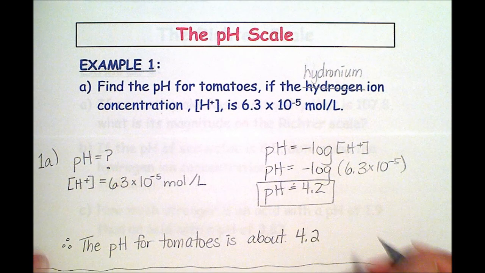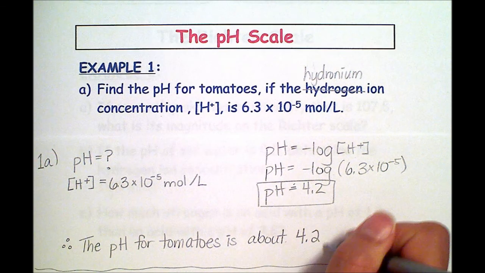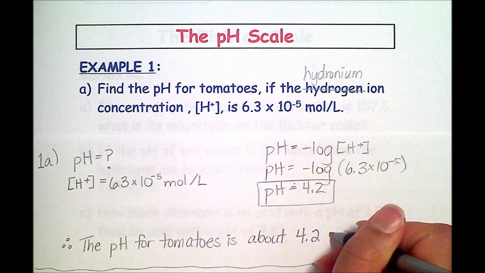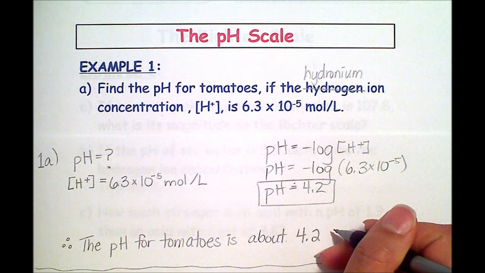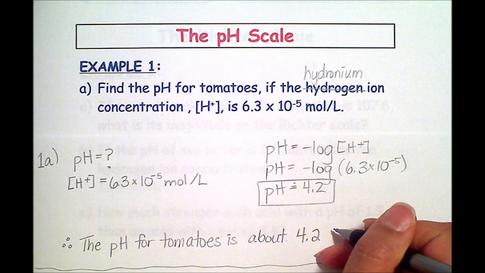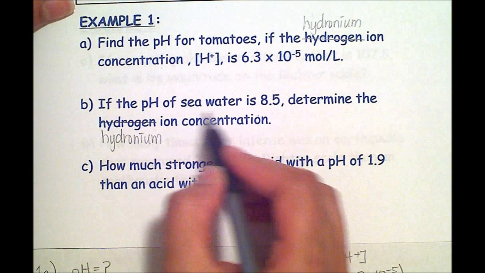You can see that on your scale as well. On the previous slide, the pH for tomatoes is about 4. Okay, tomato juice is about 4, so the pH for just tomatoes might be about 4.2. Okay, for part B, it says if the pH of seawater is 8.5.